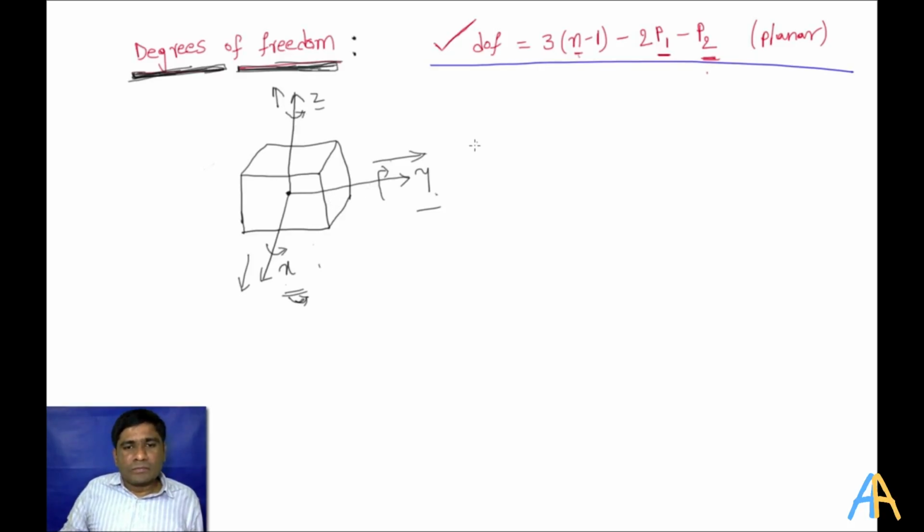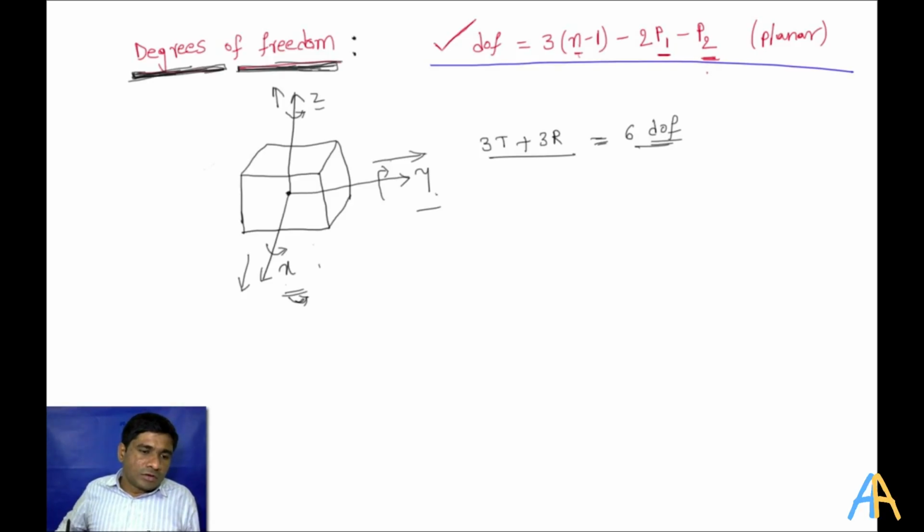So can we say that the body has 3 translations plus 3 rotations? That means altogether it has 6 movements. So can we say that this body has 6 degrees of freedom? Why? Because degrees of freedom is nothing but the possible movements of the body, whether translational or rotational. Here 3 translational and 3 rotational, so altogether it possesses 6 degrees of freedom. This is in space.